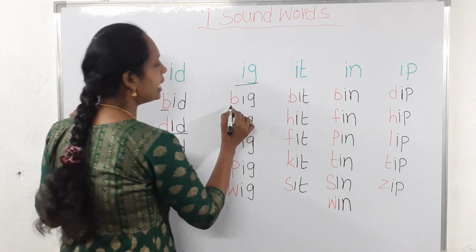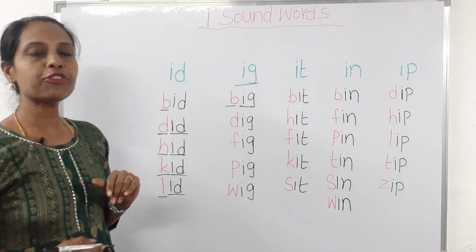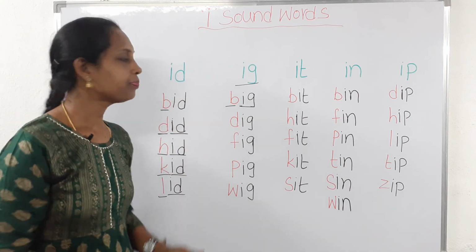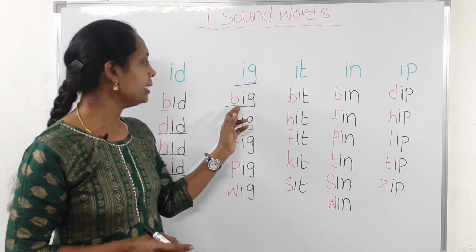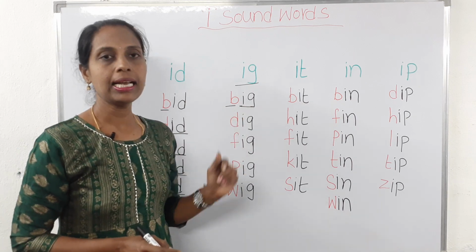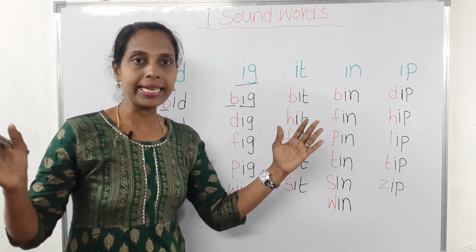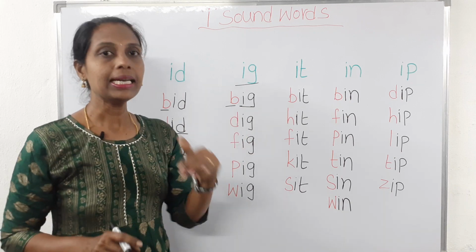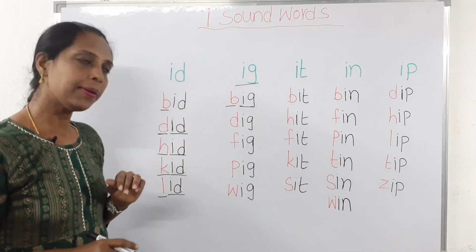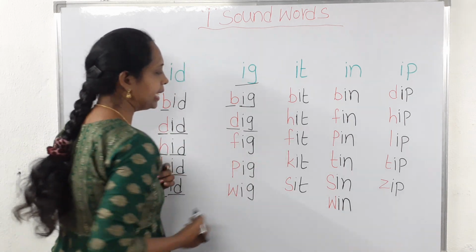See, we can add a B letter to ig. What is the sound of B? B. B, E, G, big. B-I-G, big. Next we can add D to ig.